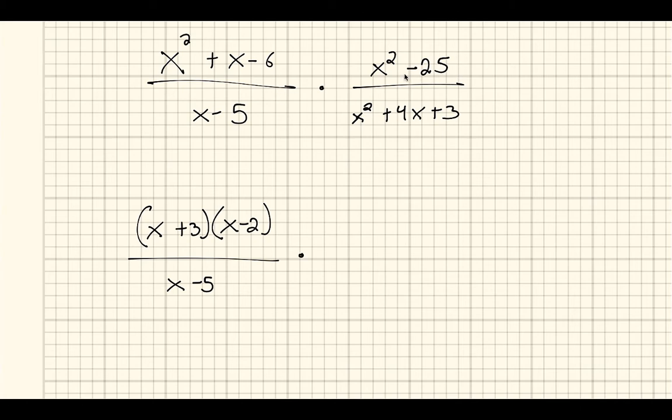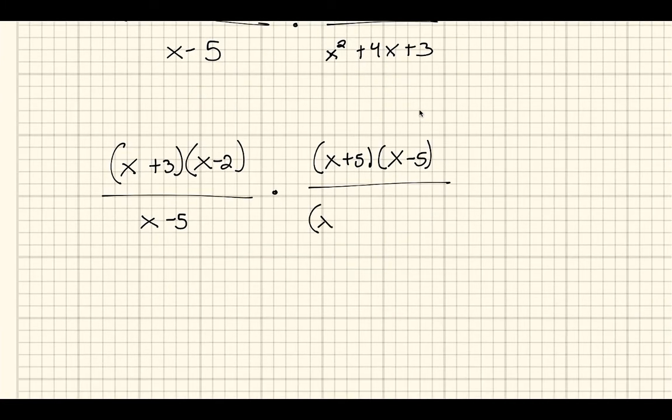Multiplying by, we recognize this as a difference of two squares. This is x to the second. This is 5 to the second. So that's going to factor to x plus 5 times x minus 5. And then the bottom here, factors of 3 that add to be 4 are an x plus 3 and an x plus 1. So first part's done, just to factor them.